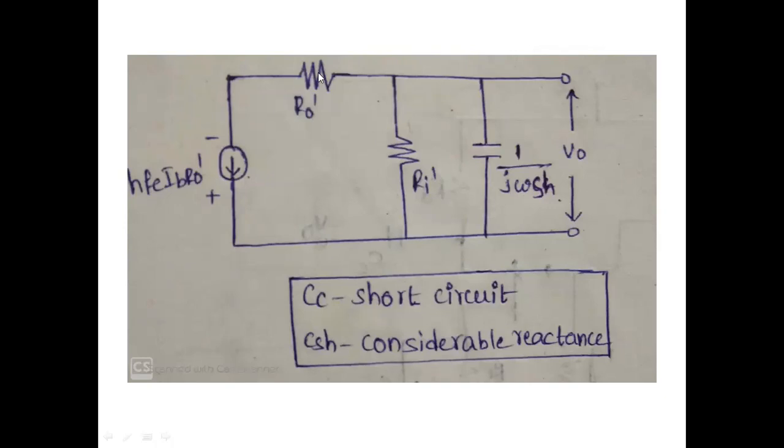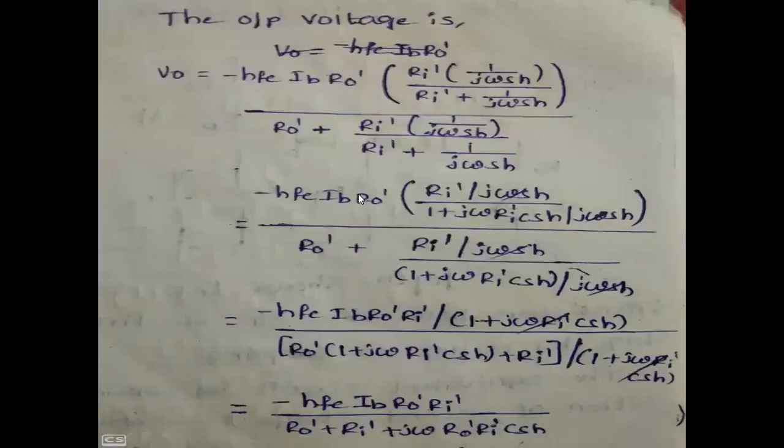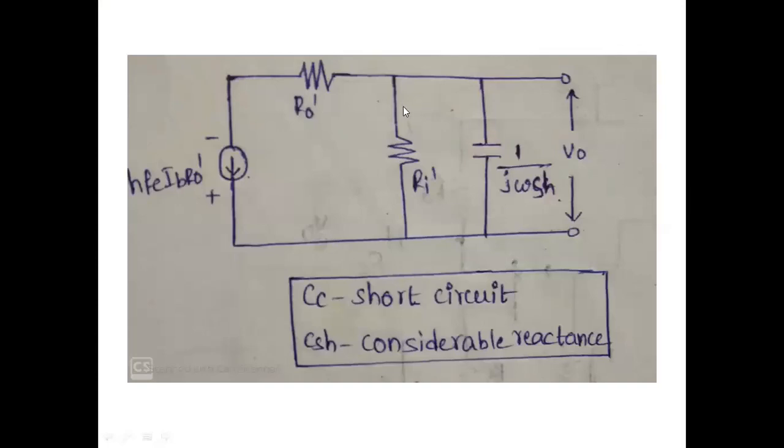This is V1, this is R1. And the parallel combination of these two impedances, considered as one impedance, is R2. So V0 is equal to this voltage times the opposite impedance by the total impedance. And that becomes V0 equal to the initial voltage V1, that is minus hFE IB R0 dash, into the parallel combination. So that is this value.